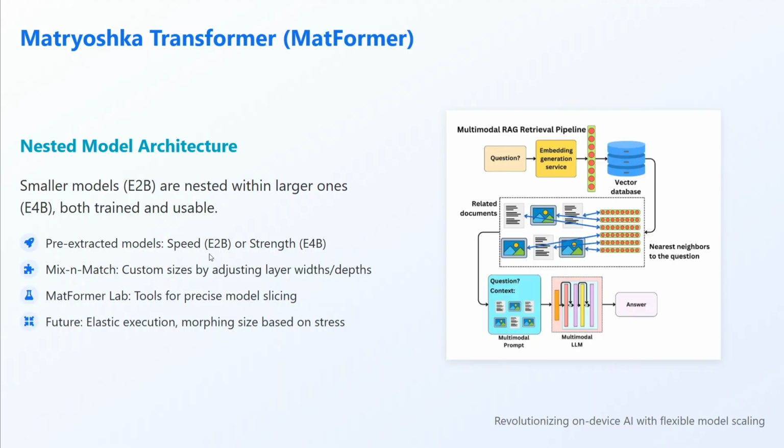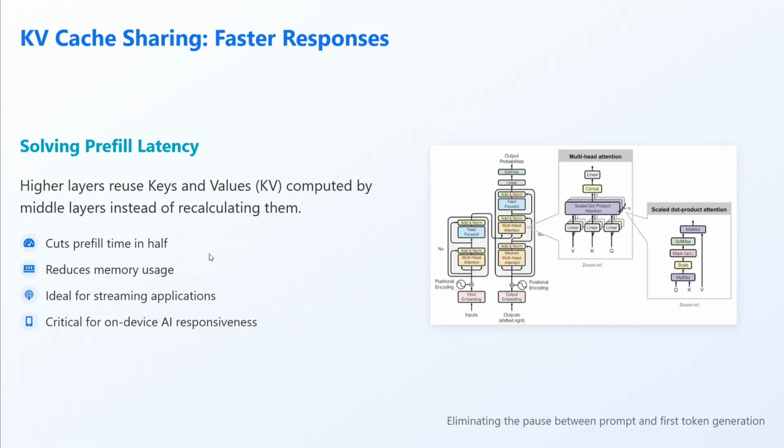Pre-extracted model speed: if you want speed, E2B would be used. If you want strength, E4B would be used. Mix and match customization of size can be done quite easily. They have given MatFormer Lab tools for precise model slicing also, so you can play around with any sort of combination. This is a game changer architecture, I would be saying very honestly, and soon you would be seeing this coming into multiple LLMs also. So it has customizable sizes, as you can see.